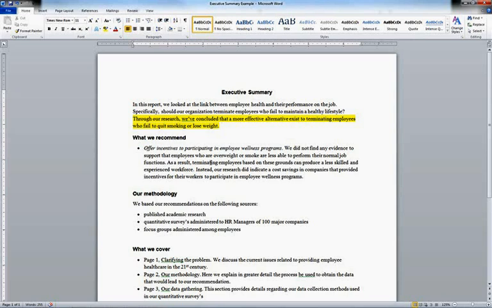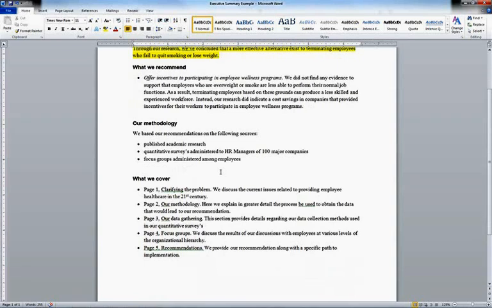And then they explain what the things in the report are. They explain the structure, so to speak. What are the things that we cover? Clarify the problem. We explain the methodology, how the data was gathered. The focus groups, we explain how those discussions were led, what kind of questions were asked, how we determined who to include in the focus groups. And then lastly, we go over our recommendations, right? Specifically, what do we propose? And they also outline a specific path to implementation.